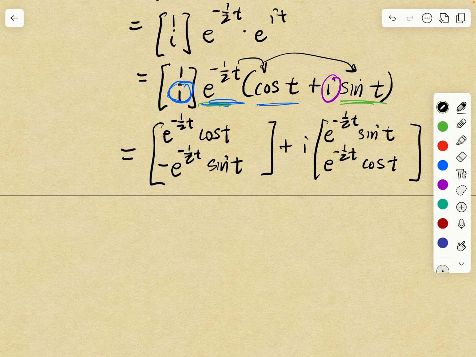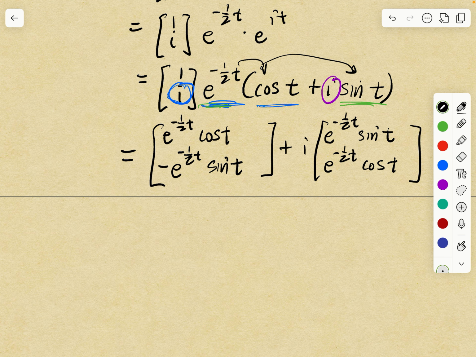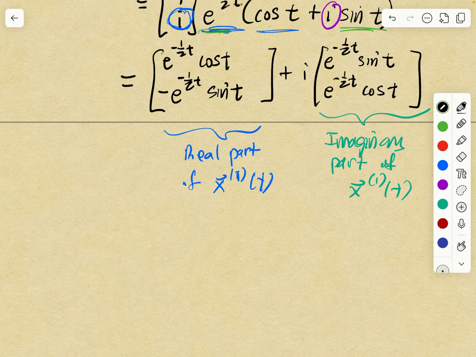So now I've split up the x1 of t into this real part. This is the real part of x1 of t. And then this part, that's the imaginary part. Now the i is not part of the imaginary part. So the imaginary part of x1 of t is this function in the vector. So that gives me my answer.